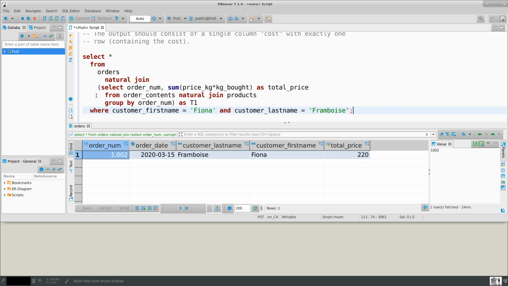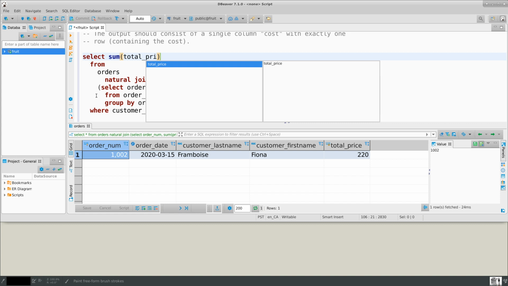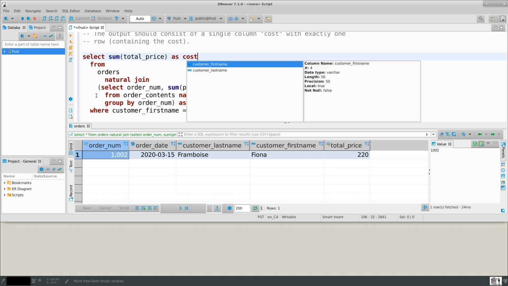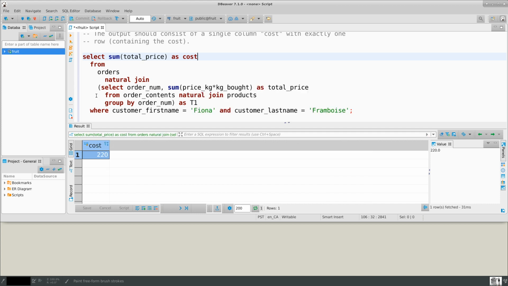Now, we actually aren't done yet. We then have to add up, because there could be more than one of them. We then have to add up the total price across all of those rows. There are a few ways we can do that, and then only project out the total price. So I'm going to say select sum of total price as cost. The query demands that I call this cost. And it gives me this.